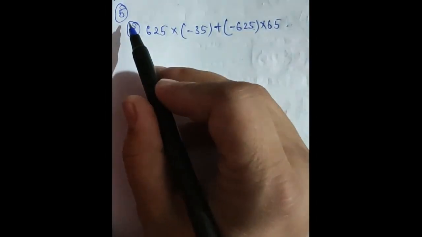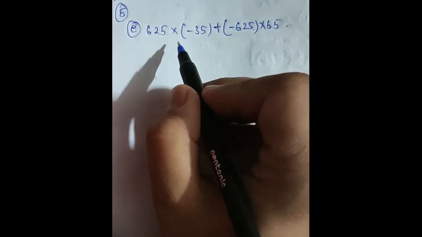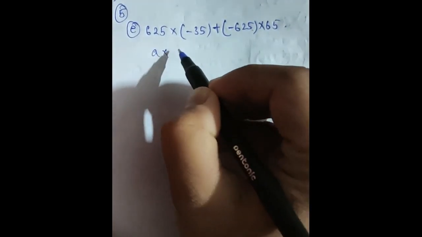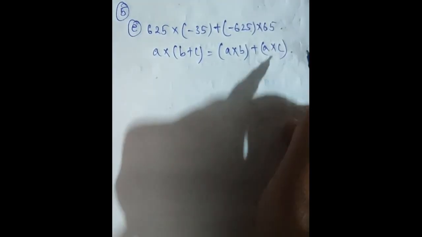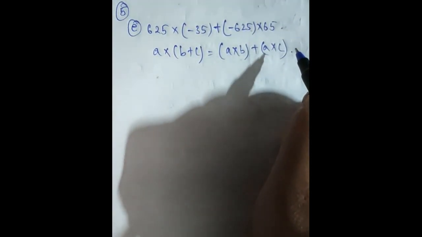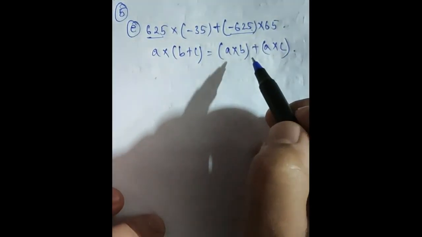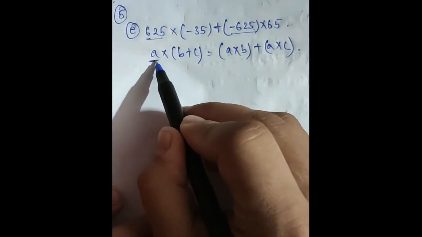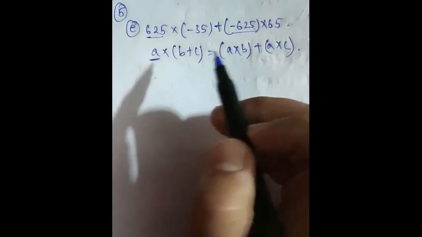So students, the next question is 5a. To solve this, I'm going to use the distributive property, which has the formula a into (b plus c) is equal to a into b plus a into c. You must be confused, right? Why are you using the distributive property here? Because two numbers are common here, and when two numbers are repeating, you can take the common.